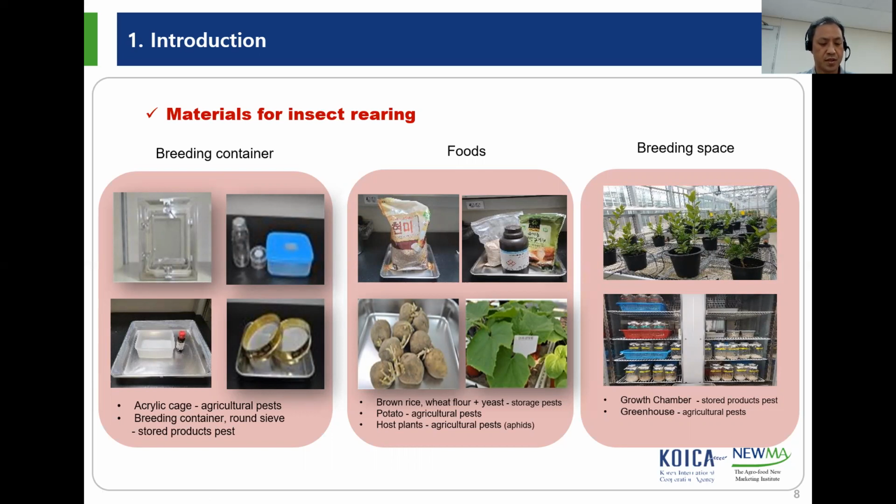As food sources for stored product pests, brown rice, flour, and yeast are necessary. Potatoes are needed as food for agricultural pests such as mealybugs and potato tuber moths. Each host plant is required as food for aphids or mites. The breeding chamber or greenhouse is controlled for temperature and humidity.